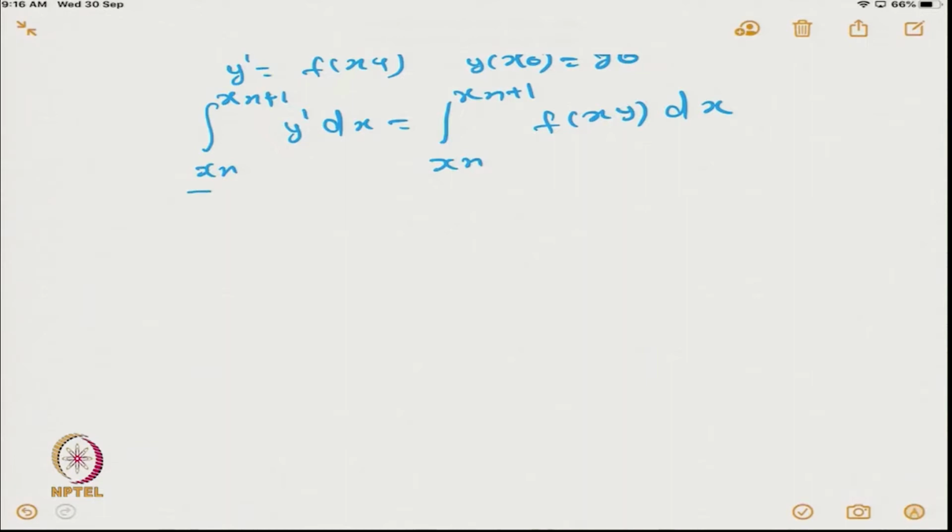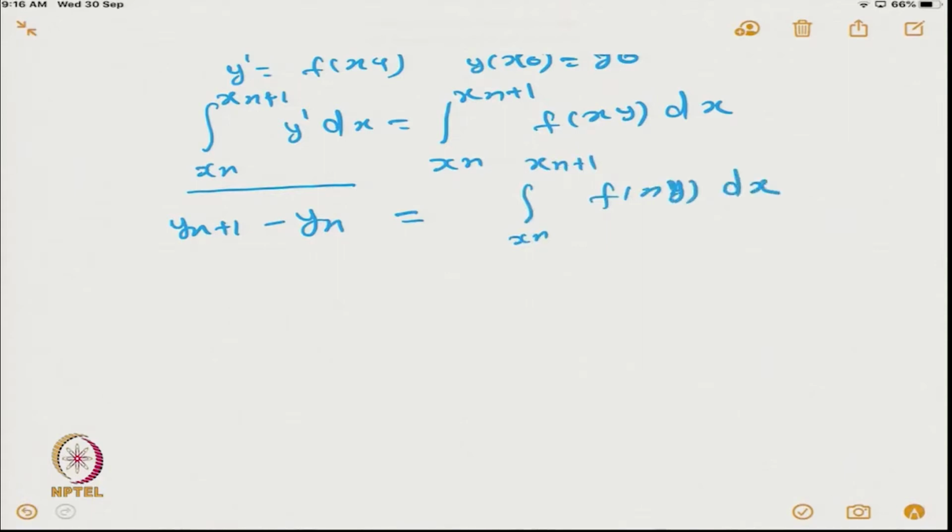Now the left hand side will become yn plus 1 minus yn, while in the right hand side, if we are integrating as such, then it corresponds to an analytical method, but our role is to derive the numerical method, for which we do not know how to integrate these terms. That is the role of numerical quadrature formulas, which you have seen in the previous part of this course.